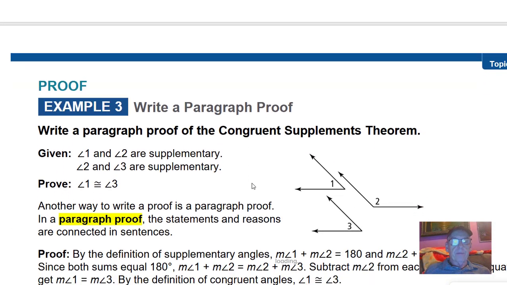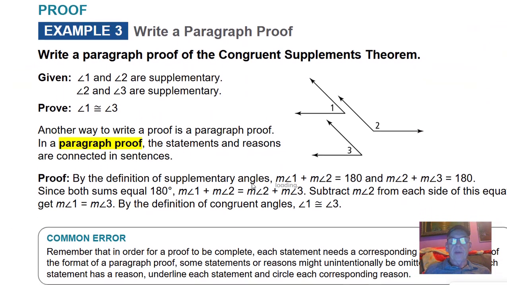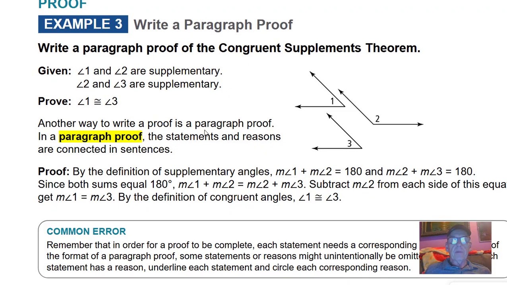Let's move on. Okay, here's our example 3. We're not going to focus on paragraph proofs right now, so we're going to skip example 3. Basically, once you're comfortable with the 2-column form and the logical series of steps, it's pretty easy to turn those into an ordered set of sentences that basically works through the proof in paragraph form.